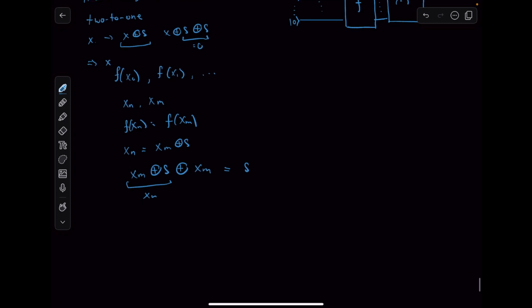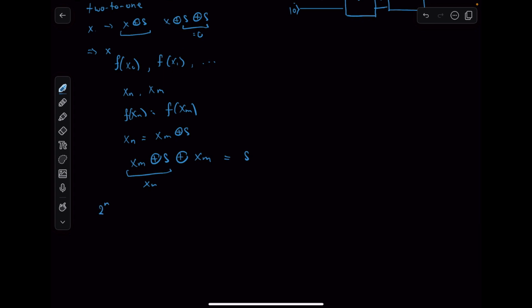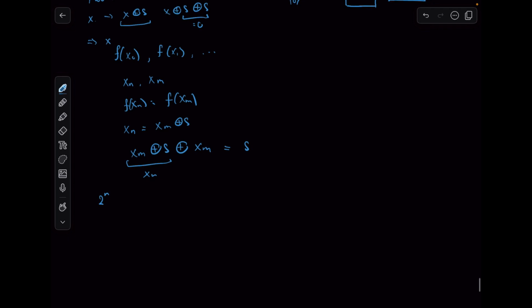So we have 2 to the n basis states, and each input has only one other that's going to return the same value, and you need at least one of those pairs to determine s. In the worst case scenario, it's going to require 2 to the n over 2, which is just 2 to the n minus 1 calls to the oracle.